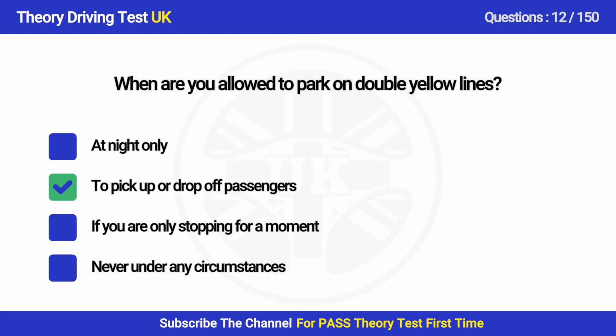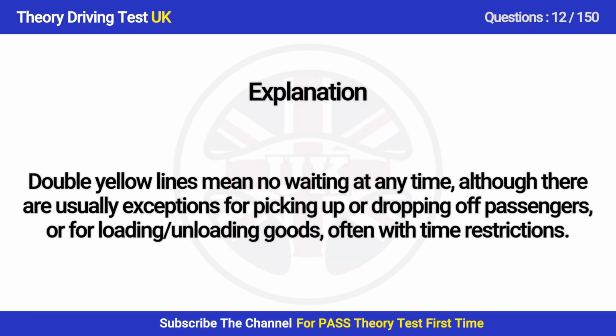Answer is B. To pick up or drop off passengers. Double yellow lines mean no waiting at any time, although there are usually exceptions for picking up or dropping off passengers, or for goods, often with time restrictions.